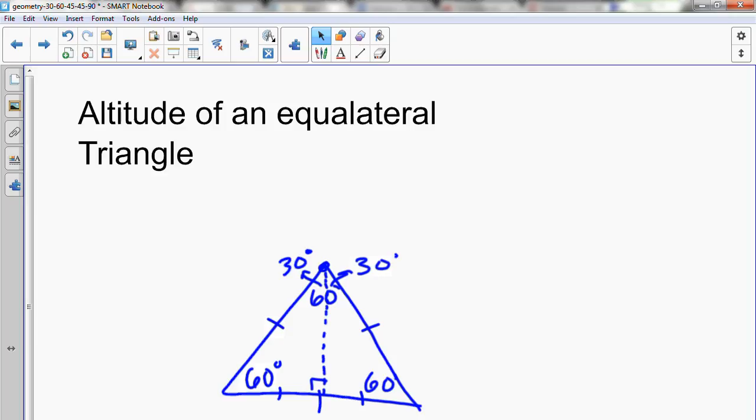They will actually be congruent to each other. Okay? And a lot of times the ACT will ask you about the area of a triangle, and you have to figure out that altitude. And by doing that, you just get a 30, 60, 90 triangle.